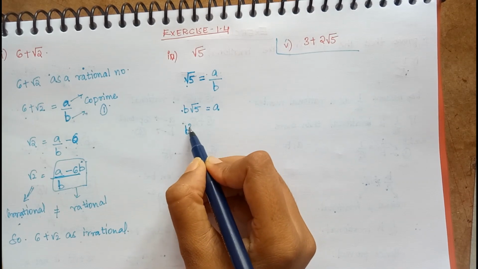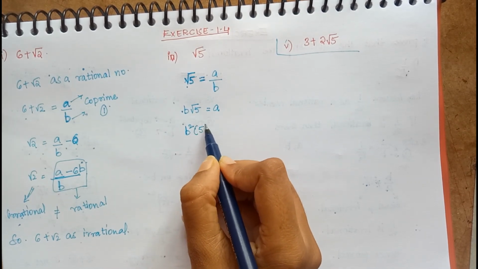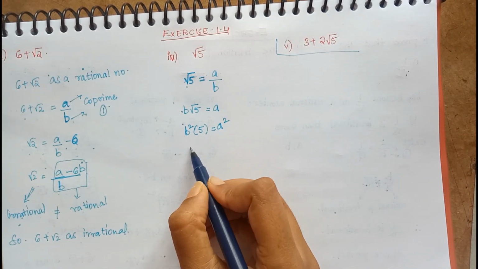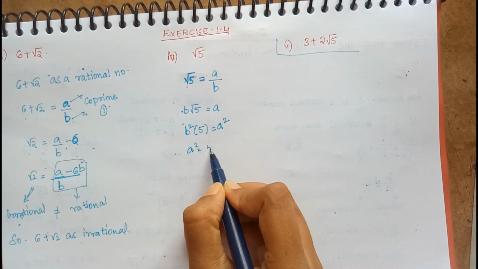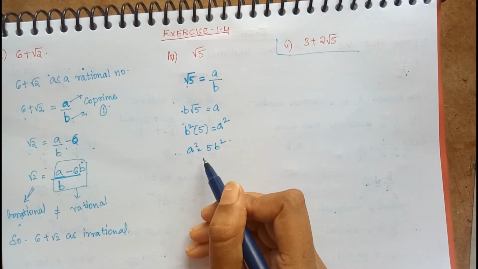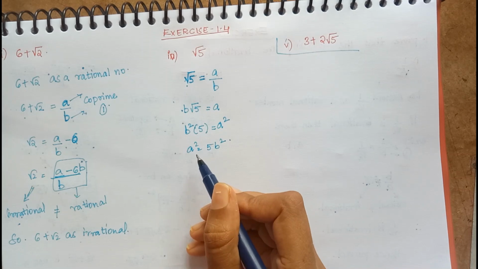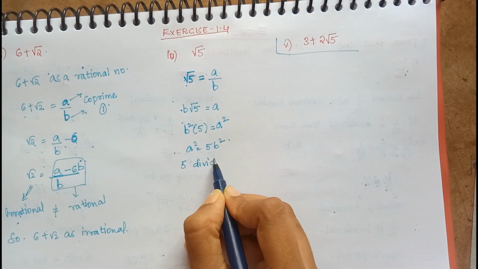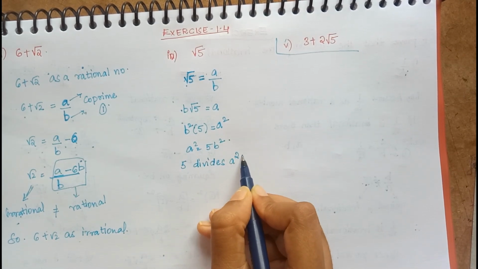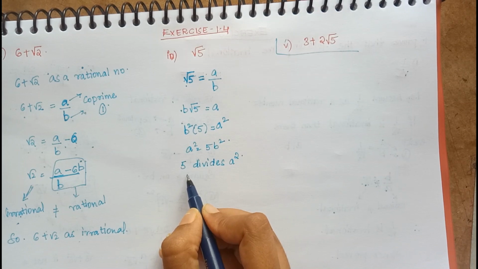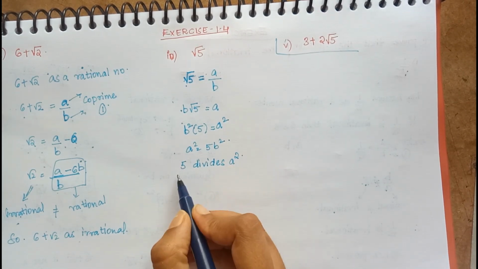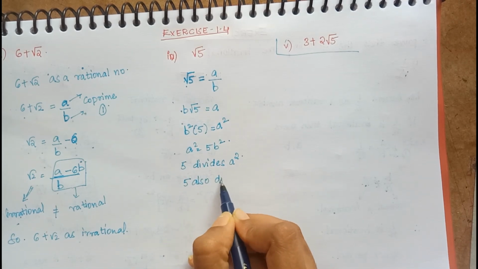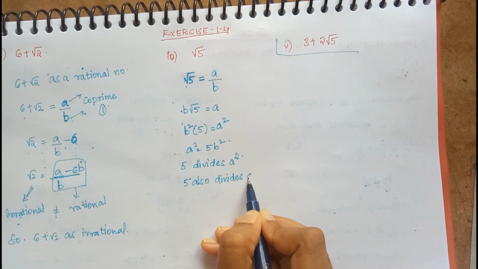Squaring on both sides, 5b square equals a square. Here what we got? a square equals 5b square. It means 5 divides a square. By theorem 1.6, we can conclude that 5 also divides a.